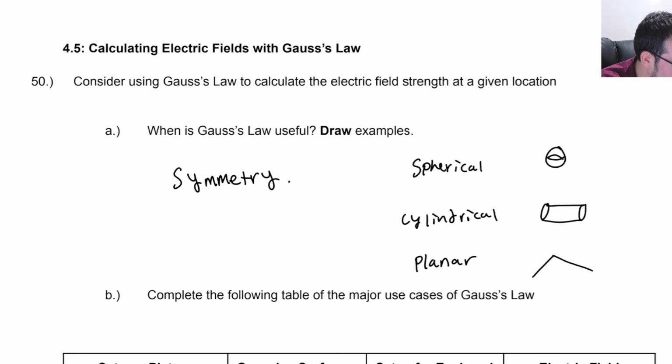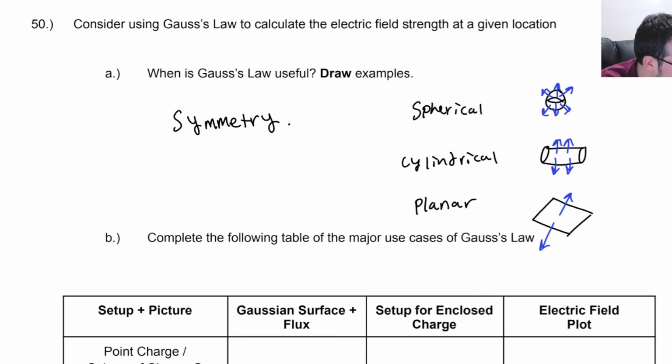So spherical, if your charge distribution is a sphere, cylindrical, if your charge distribution is a cylinder, or planar, if your charge distribution is a plane, because if you draw your field lines, your field perfectly pierces the surface perpendicular at all points, depending on what you draw here. So for the plane, you actually draw like a cylinder like this.